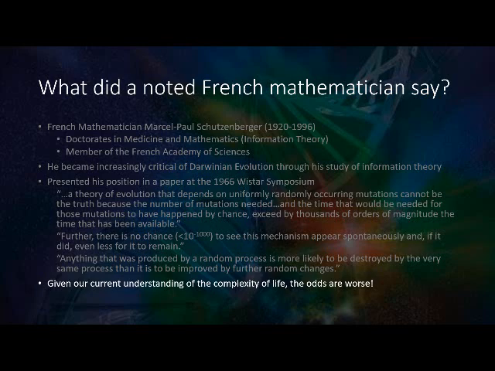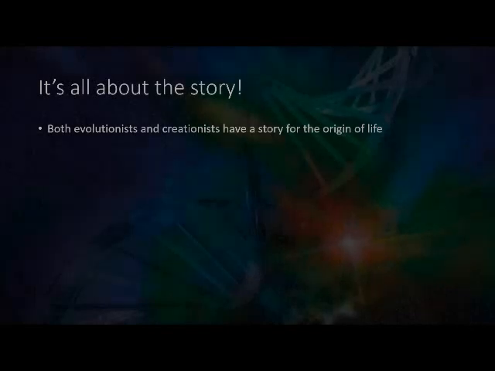Well, now we understand a lot more about the complexity of life. All the information about those molecular machines that we talked about occurred after Schutzenberger first gave his paper in 1966, and he became increasingly in opposition to Darwinian theory the longer he lived, probably because the evidence just kept piling on and showing the weaknesses of it. Well, what's it all about? I would say it's really all about the story.